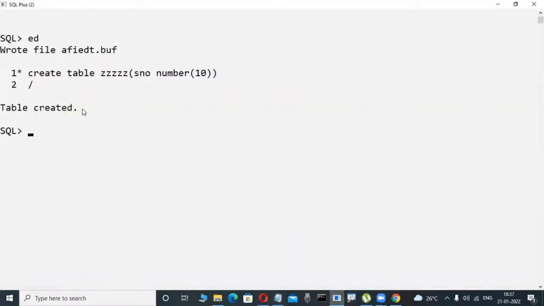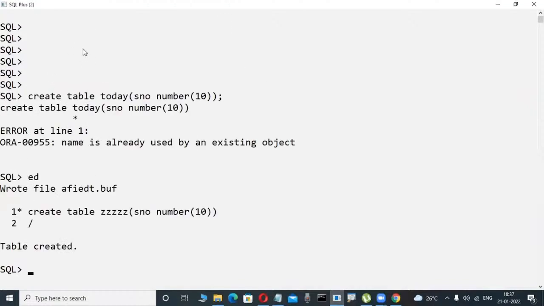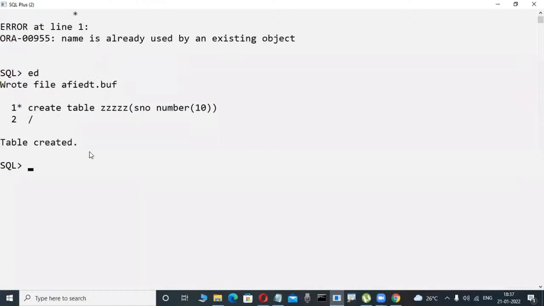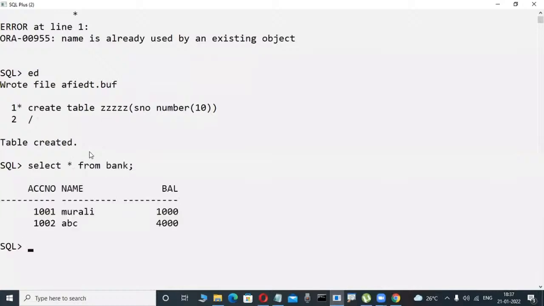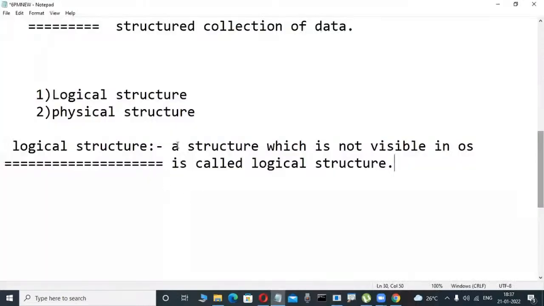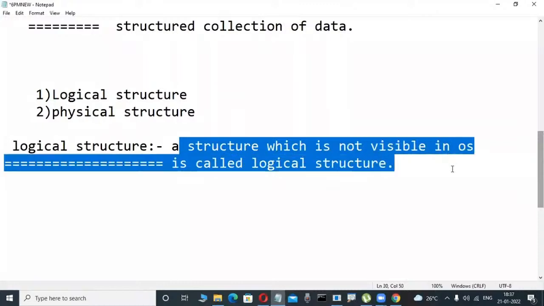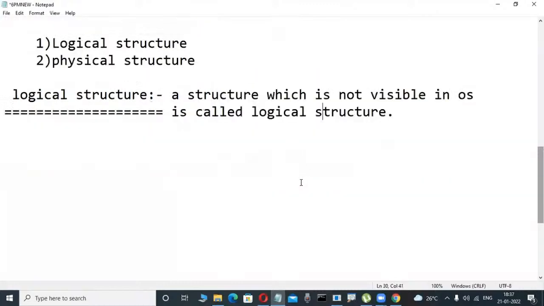But where is it visible? Yes, in a database. This is a database only, don't worry. In this database only, it is visible. So those tables are visible in a database. It is not visible in your C drive, D drive like that only. That's why a structure which is not visible in the operating system is called a logical structure.